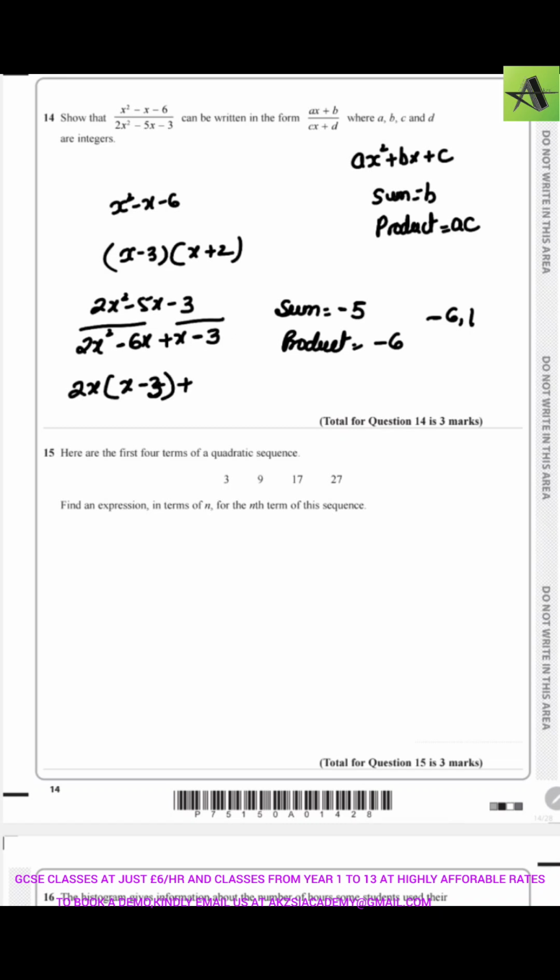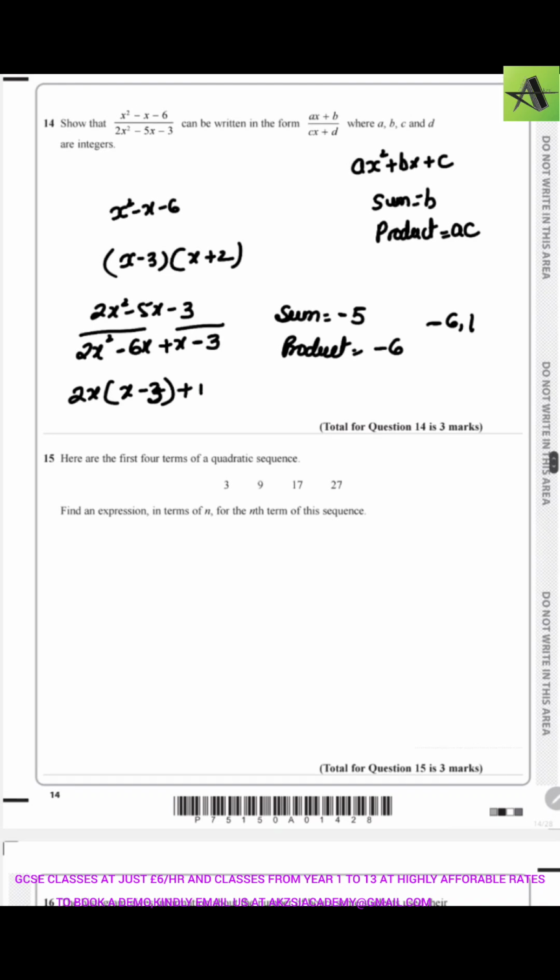Plus here I cannot take anything out as common, so it's just 1 times x minus 3. Now we have two terms, and out of them I can take out x minus 3 as common. So the remaining is 2x plus 1.